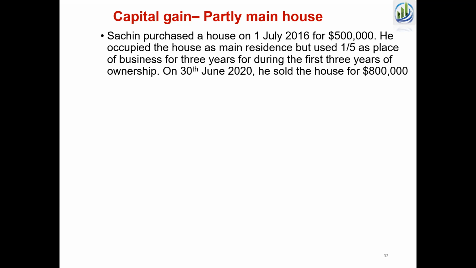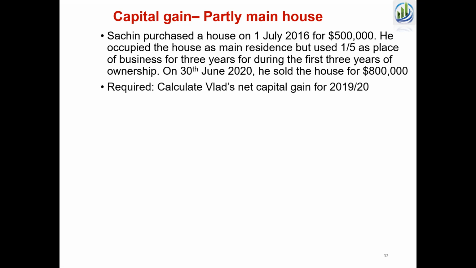Normally we use the floor area. Based on the floor area, wherever you live, it's going to be considered tax free. But wherever you rent it out, like a granny flat, that's going to be considered as a business. You're going to pay capital gains tax on that. So that's the example we are explaining here.